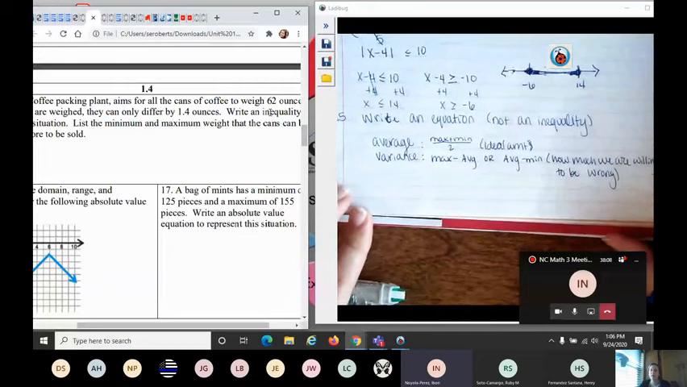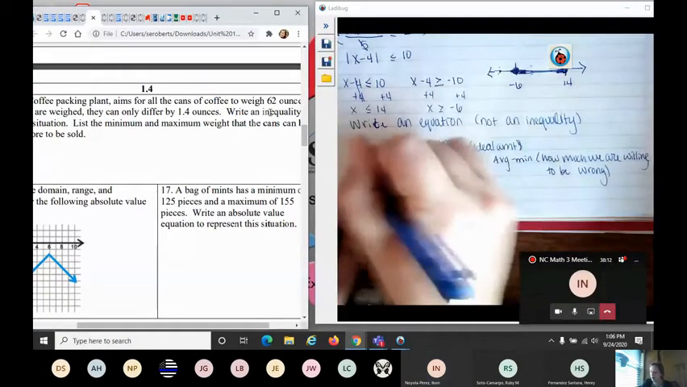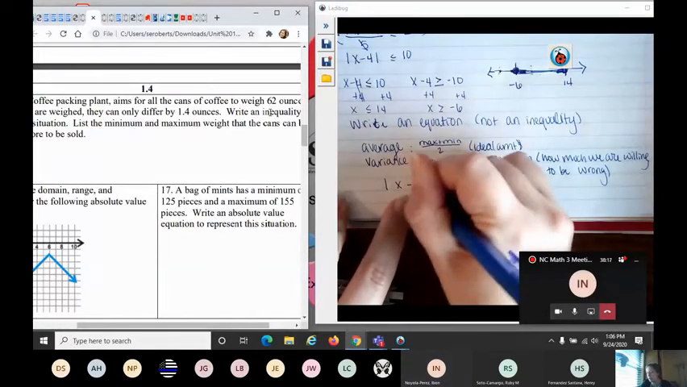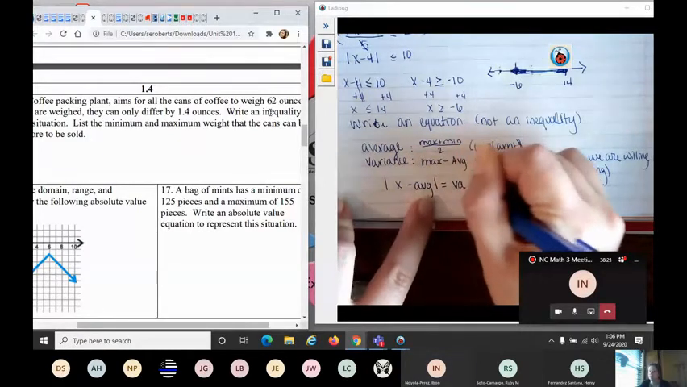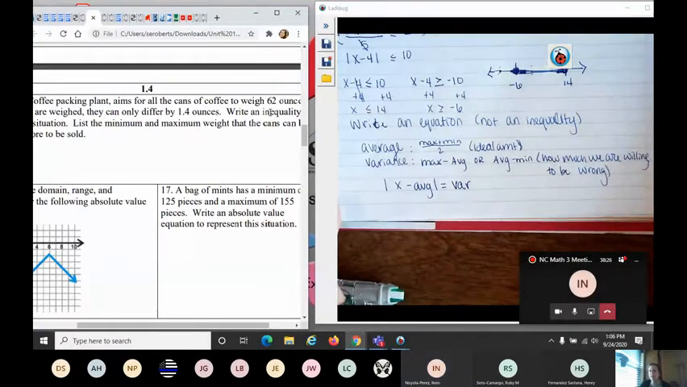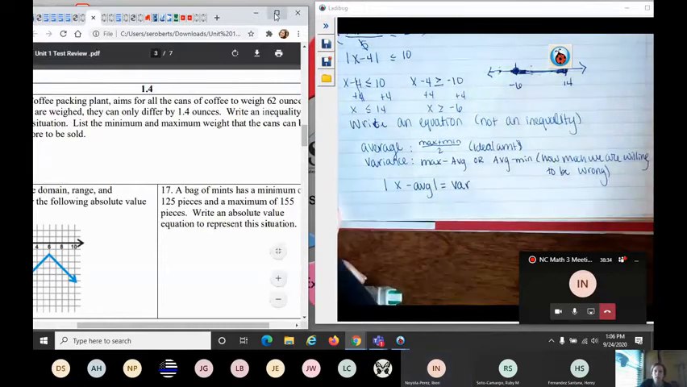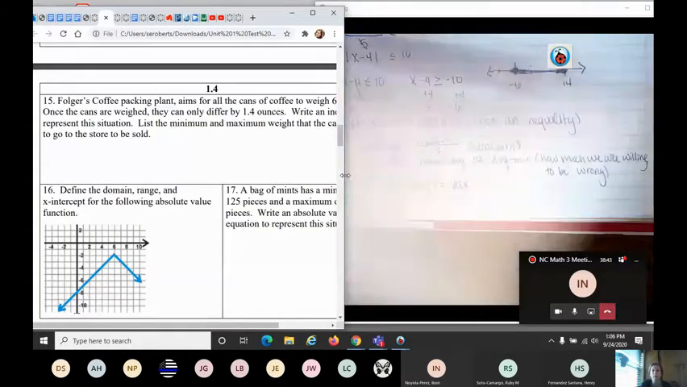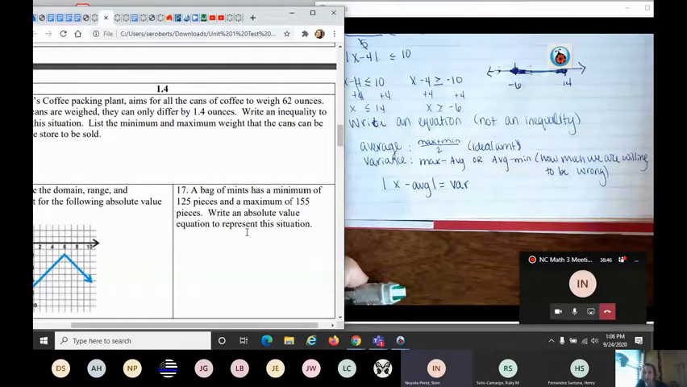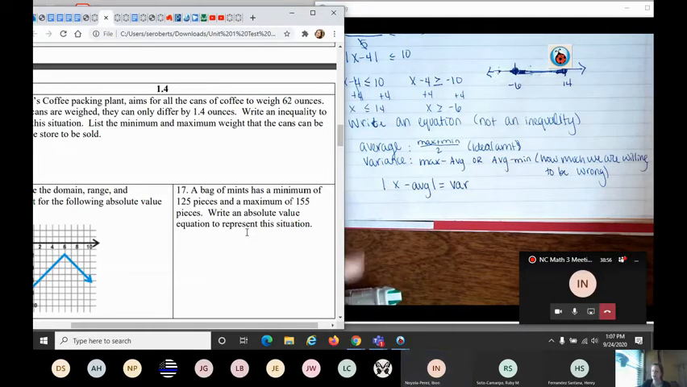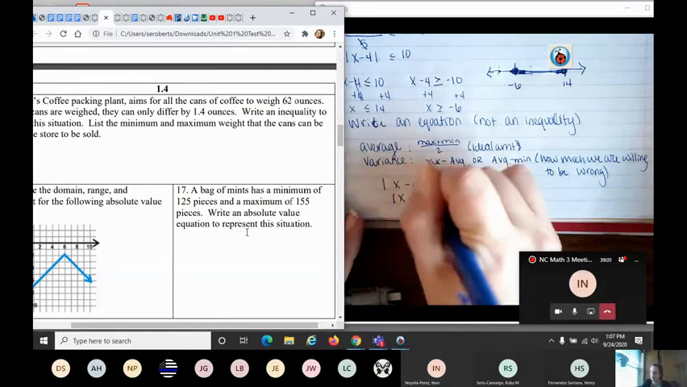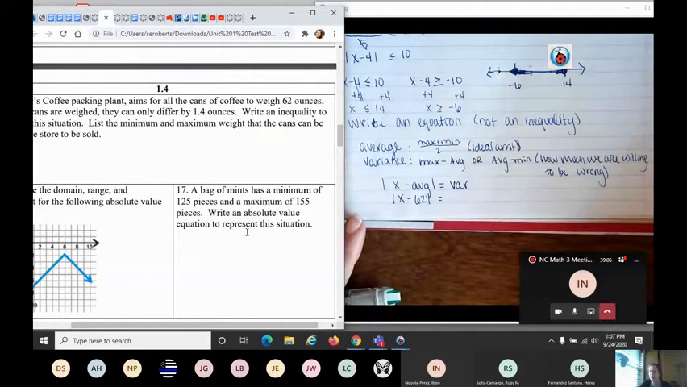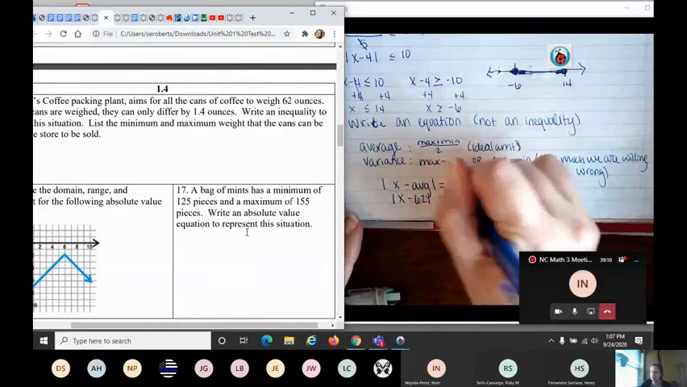Okay. Now that we've talked about that, we had the absolute value of x minus our average equal to the variance. How do you think we're going to fill in this equation to represent this situation? Let me make this a little bigger so maybe you can see a little better. So what was the ideal weight for a can of coffee? 62. Yeah, so that's going to go in our average spot. So we're going to have the absolute value of x minus 62. And then how much can it vary by? 1.4. Yeah, 1.4. So this is the equation that they're looking for.